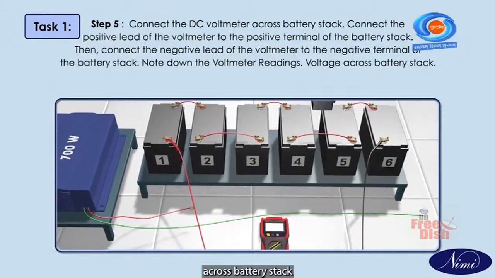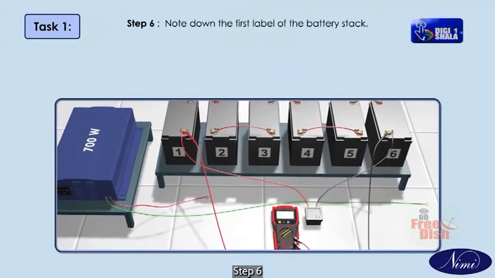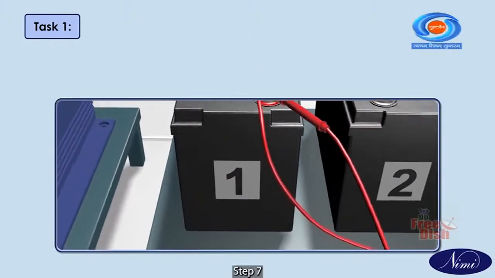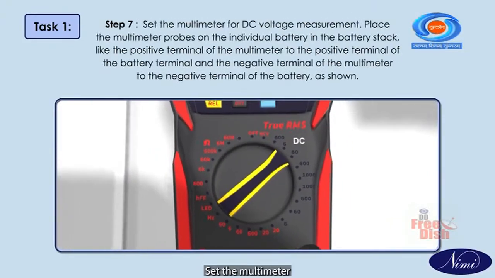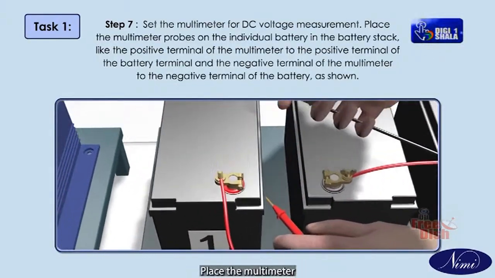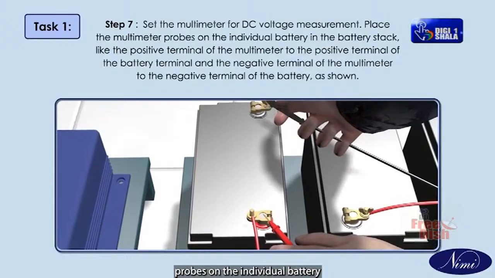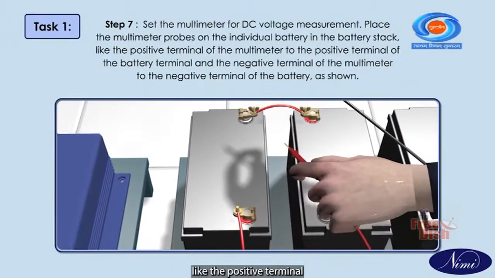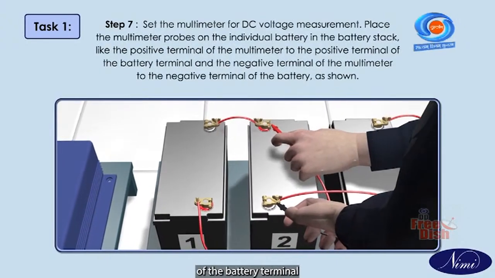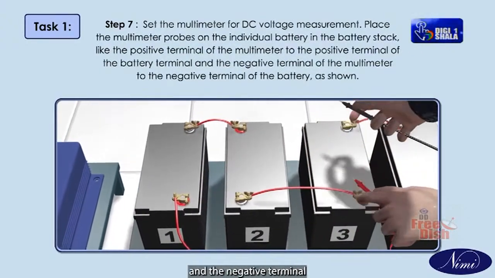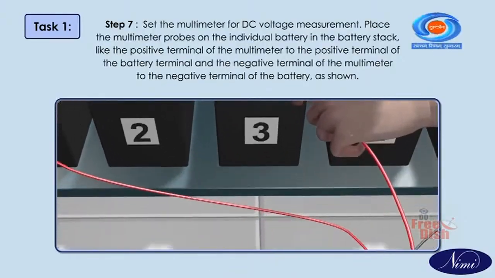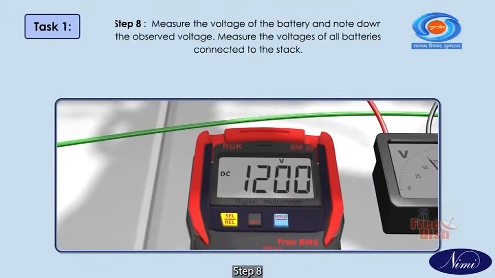Voltage across battery stack. Step 6. Note down the first label of the battery stack. Step 7. Set the multimeter for DC voltage measurement. Place the multimeter probes on the individual battery in the battery stack, like the positive terminal of the multimeter to the positive terminal of the battery terminal and the negative terminal of the multimeter to the negative terminal of the battery as shown.